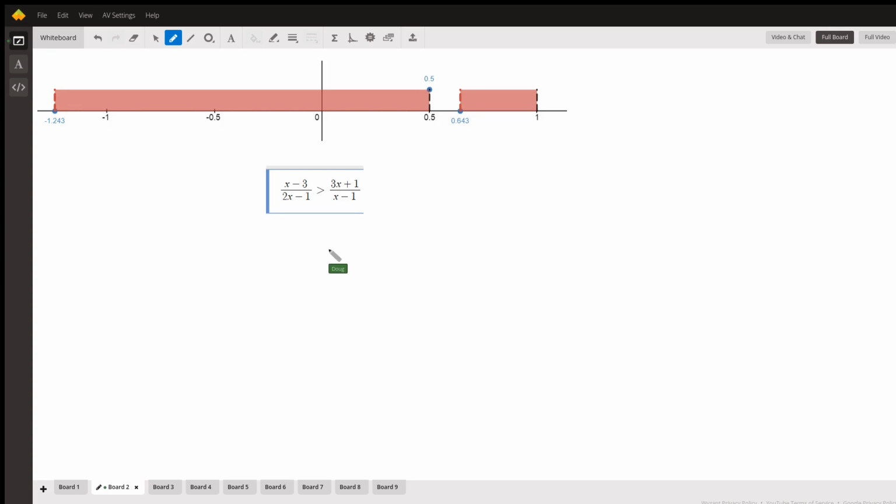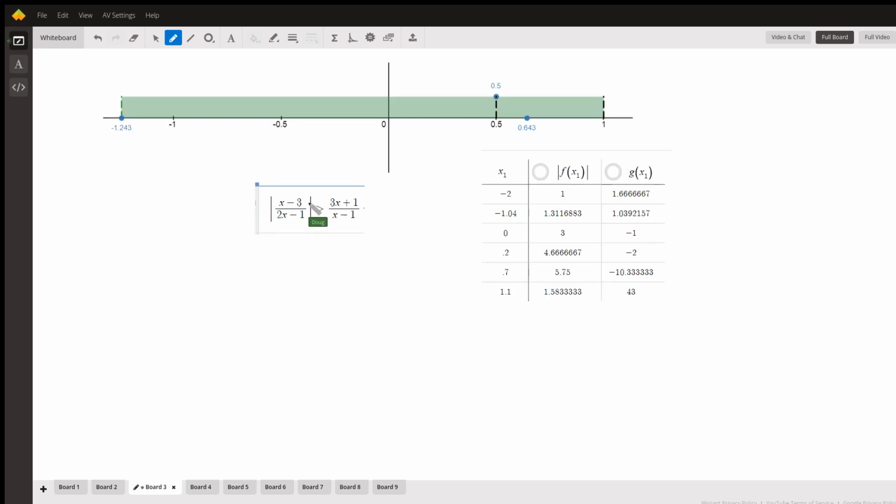First of all, make note of the fact that if we don't have the absolute value symbols, this is the solution set: from negative 1.243, whatever that is, to 1/2, union the interval from 0.643 to 1. If we include the absolute value symbol, that region right here gets filled in.